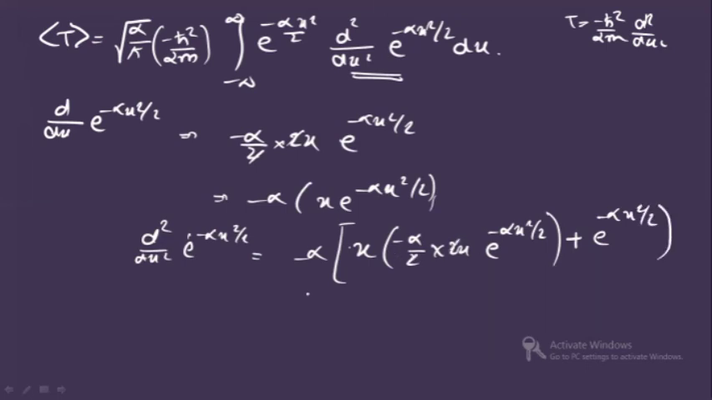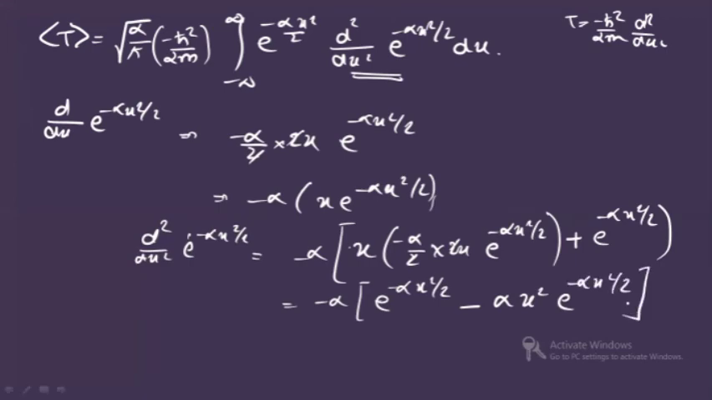This 2 and this 2 will get cancelled, and here you will have minus α as it is. This will give you, I'm bringing the positive term first, αx²/2 minus, you are having here αx² e to the power minus αx²/2, right? This is what you are having in this case. So we will put this value here.